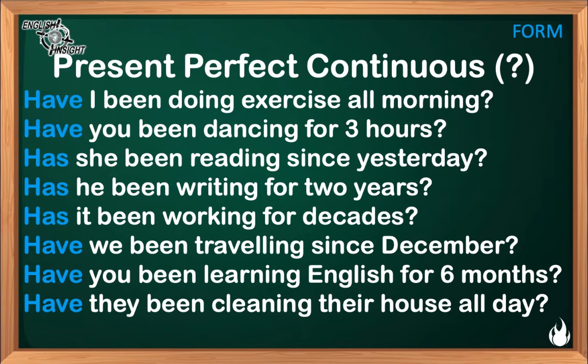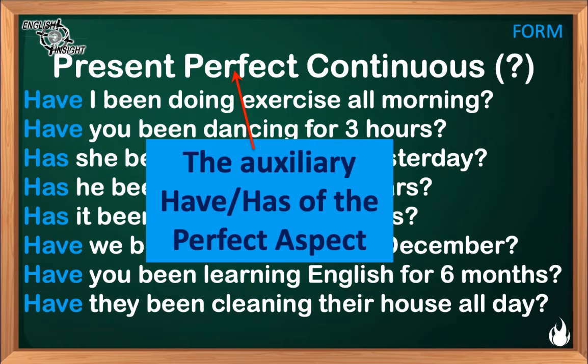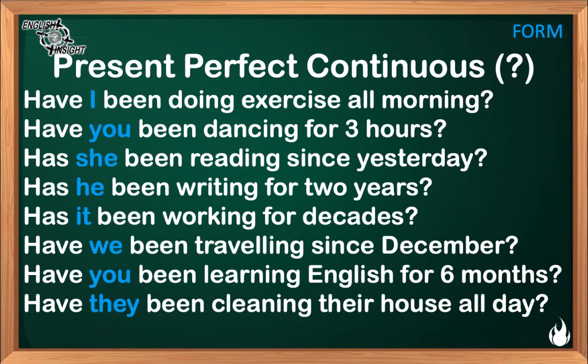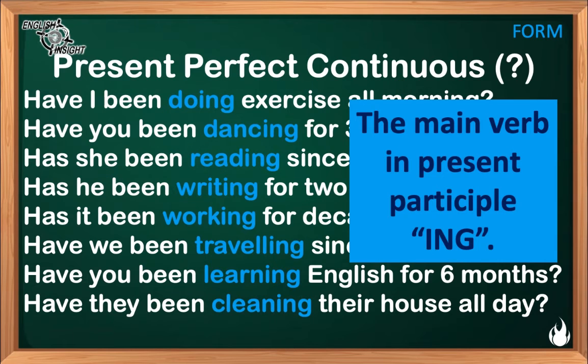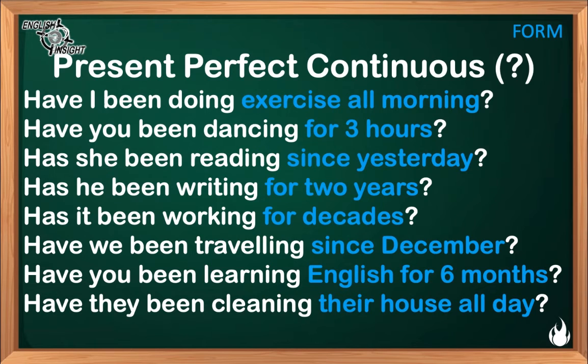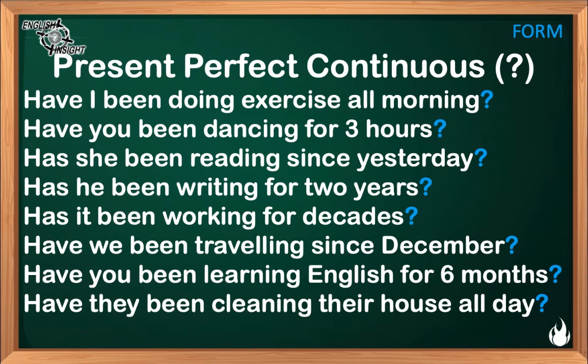The first element is the auxiliary have or has for the perfect aspect. The subject, the auxiliary of the continuous aspect, the auxiliary been, the main verb in present participle, ing, the rest of the sentence including time expressions, and of course the question mark.